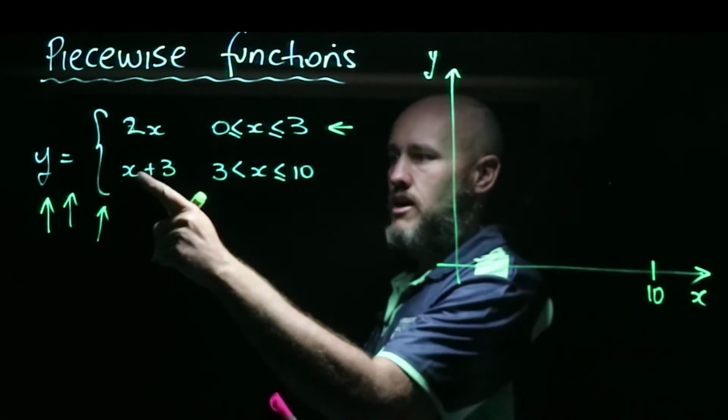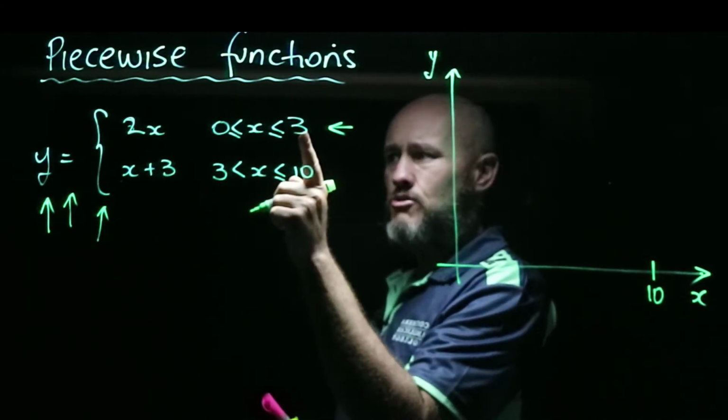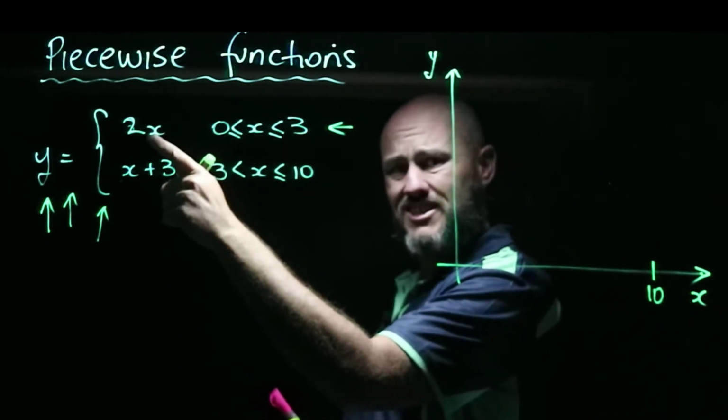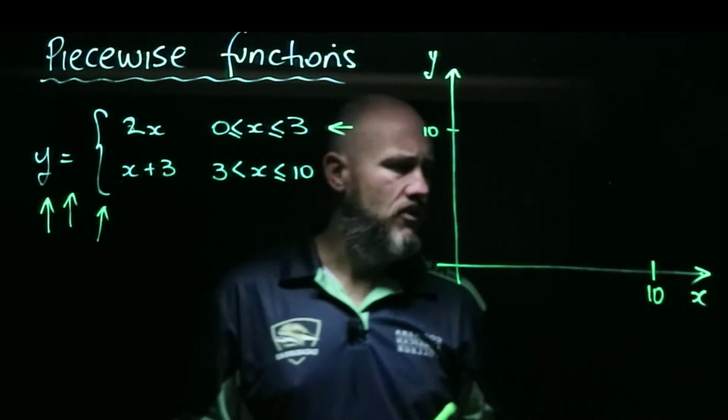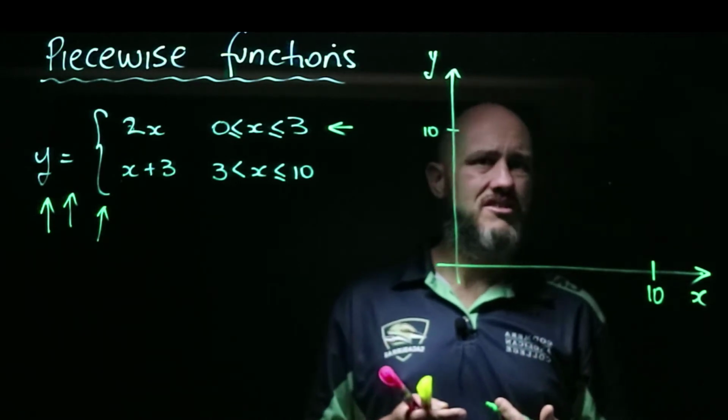So x equals 10, I get 10 plus 3 is 13. X equals 3, the upper point of the first function is 6, so 13 is probably going to be my upper point. So I'll just pop a 10 there, and 13 is just above that. 10 is a nice number to scale, 13 is not a nice number to scale.